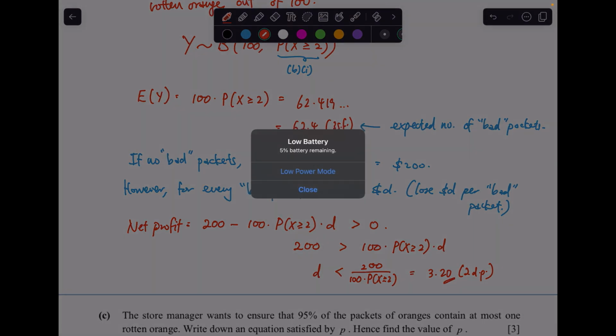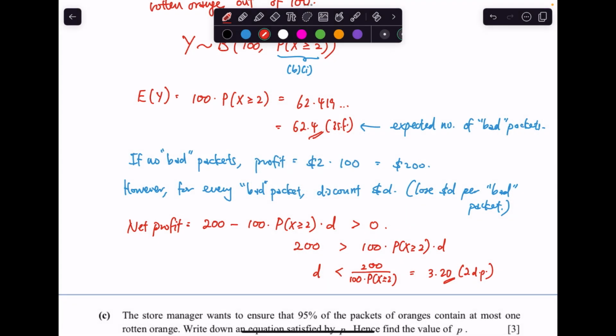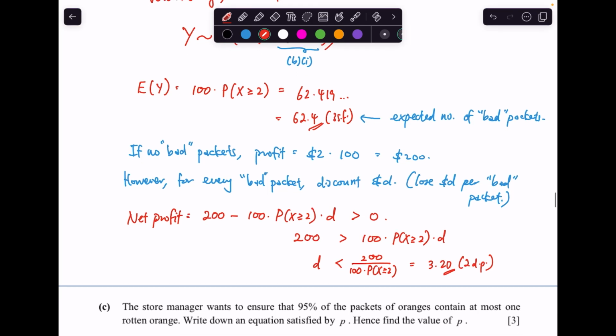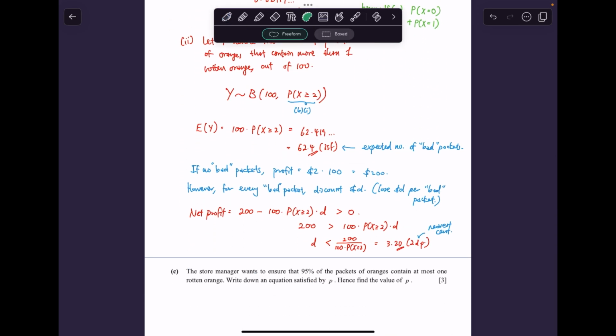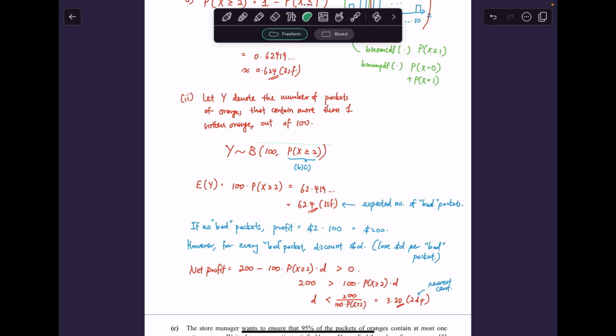The reason why I want 2dp, sorry, let me plug in my iPad. The reason why I want 2dp is simply because D is in dollars, so dollars and cents. So actually 2dp is to the nearest cent. Alright, let me shift things around because I don't want to add a new page.